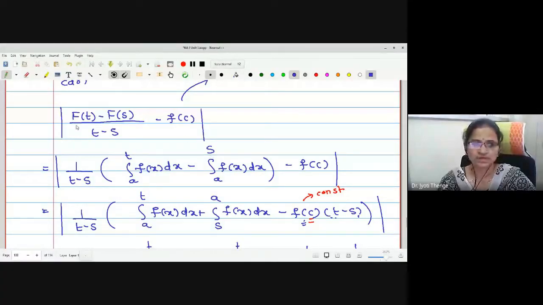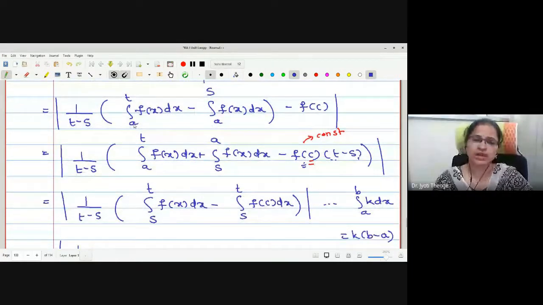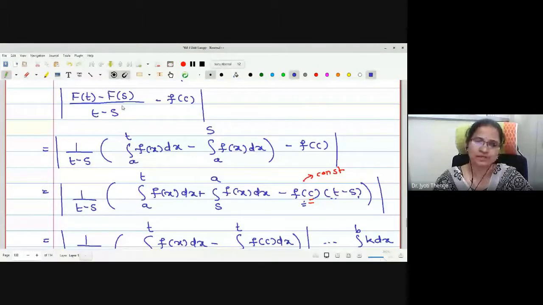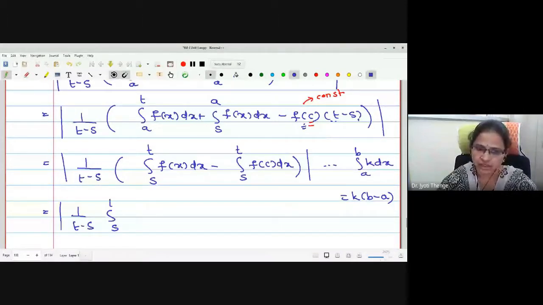Mod of Ft minus Fs upon t minus s minus fc we were considering, right? Then later I have just substituted the values. Integration capital Ft is a to t, Fs is a to s, minus fc. Then we have cross multiplied by t minus s, and then this fc into t minus s we have written as integration s to t. As the integration limits are same, may I combine the integration in one integrand: fx minus fc dx?